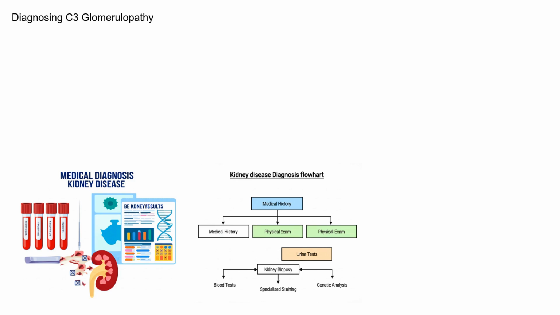Diagnosing C3 glomerulopathy requires a comprehensive approach. It starts with a thorough medical history and physical examination, followed by blood and urine tests to assess kidney function and identify abnormalities such as proteinuria and hematuria. The definitive diagnosis relies on a kidney biopsy. A small sample of kidney tissue is examined under a microscope, looking for the characteristic C3 deposits within the glomeruli. Specialized staining techniques and electron microscopy are used to confirm the diagnosis and differentiate C3G from other similar kidney diseases. Genetic testing may also be performed to identify mutations in complement regulatory genes.